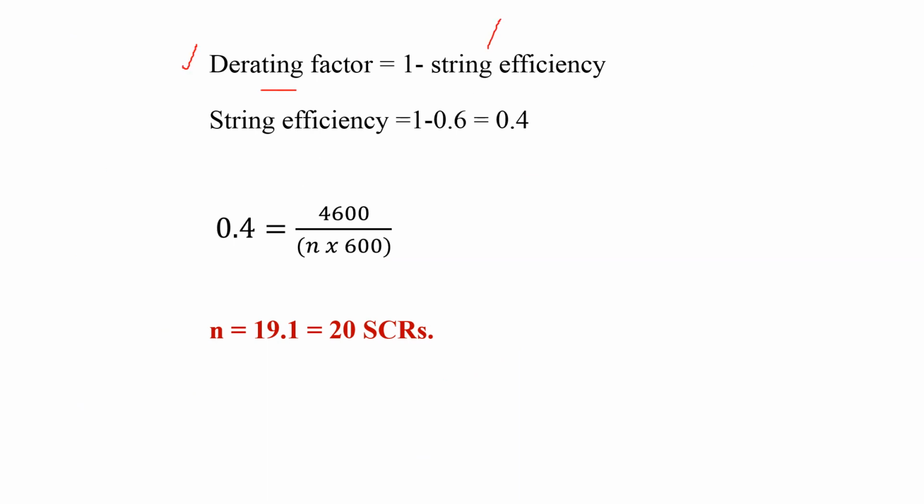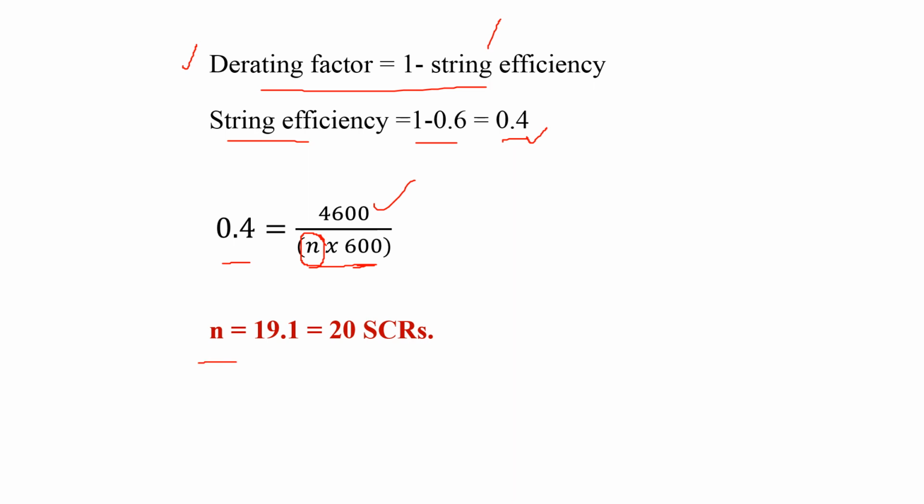The relation is that derating factor is equal to 1 minus string efficiency. From that, find out the string efficiency. That is, string efficiency is equal to 1 minus derating factor, that is 0.4. After finding the string efficiency, substitute all the values in the string efficiency formula. That is, string efficiency 0.4 is equal to total current carrying capacity divided by number of SCRs times current flowing through each SCR. Here N indicates the number of SCRs connected in parallel. From that, find out N.